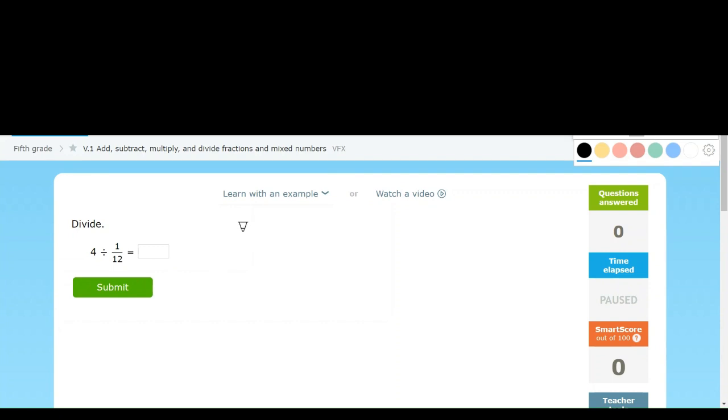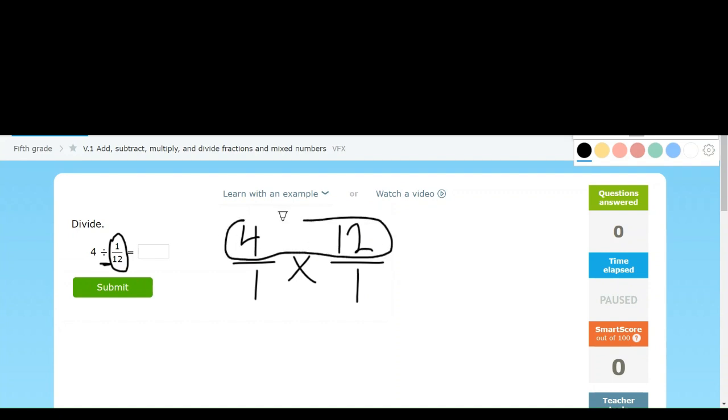So we can rewrite 4 as 4 over 1 in fraction form. But instead of division, we're going to multiply by the reciprocal of the second number. The reciprocal of 1 over 12, so if we flip the top and the bottom, we would get 12 over 1. And from here on out, it's very similar to what we've done earlier.